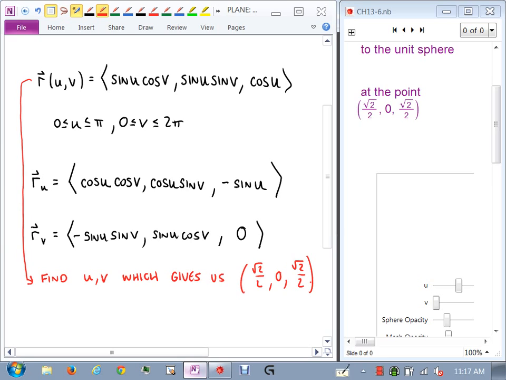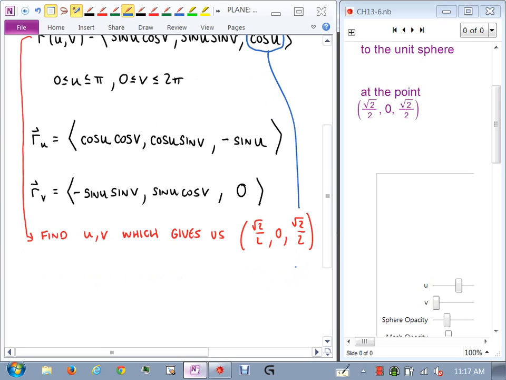So matching up the components, I like that idea. We do know that cosine u, this right here, must match this, right? So you tell me now, where is cosine u equal to root 2 over 2?